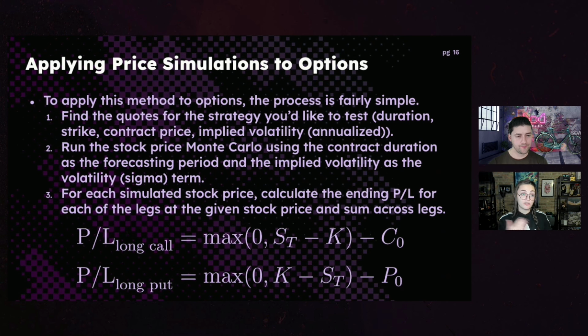So for each simulation that we run, in this previous case we used like 100, you would plug in the legs of the strategy you're interested in testing, calculate the P&Ls for those legs, and sum across them. That gives you your simulated option strategy P&L across all of the legs of what you're interested in testing. Does that make sense? Yep. Okay.